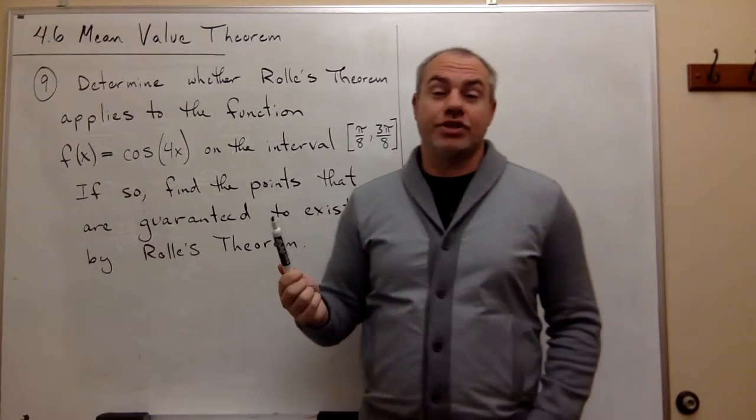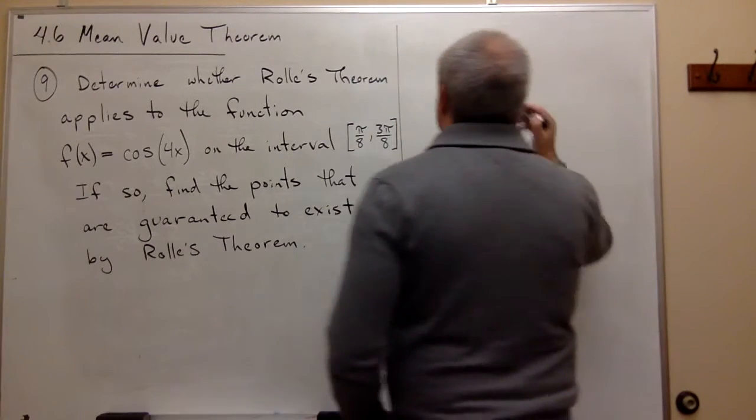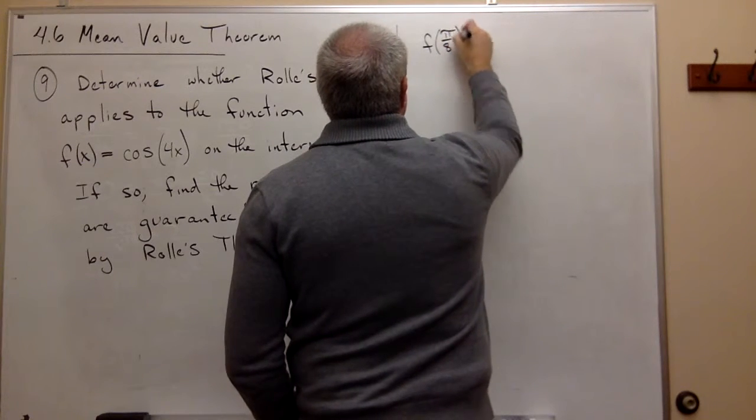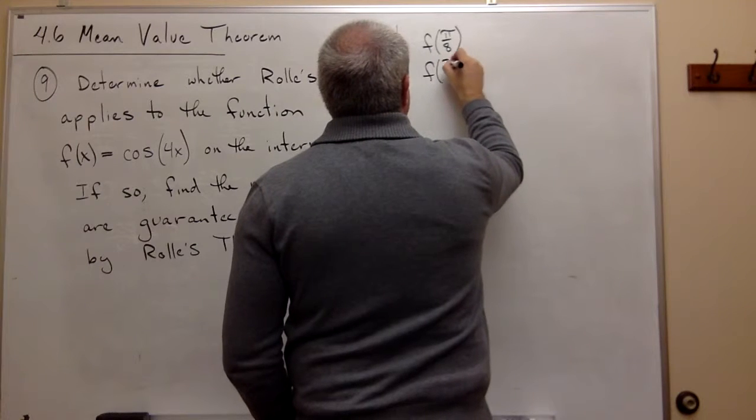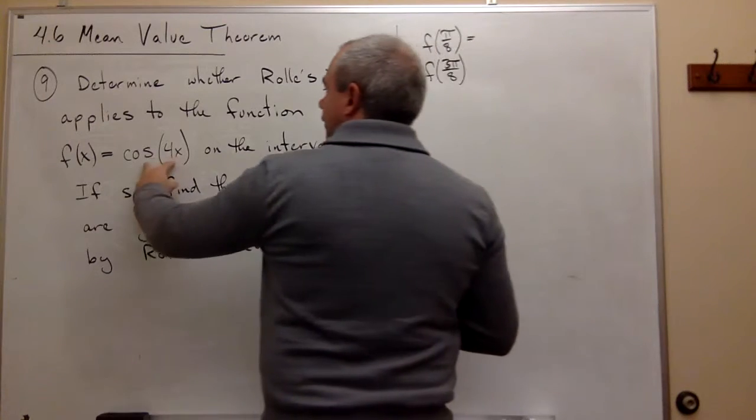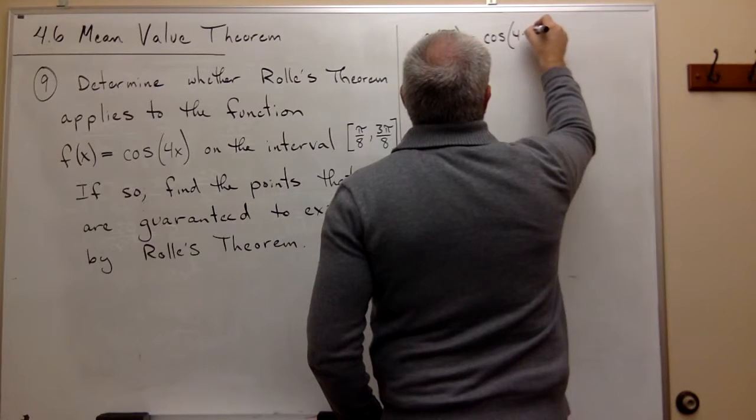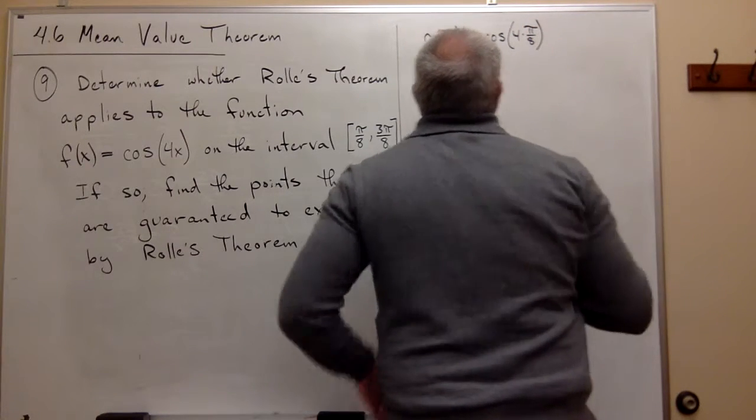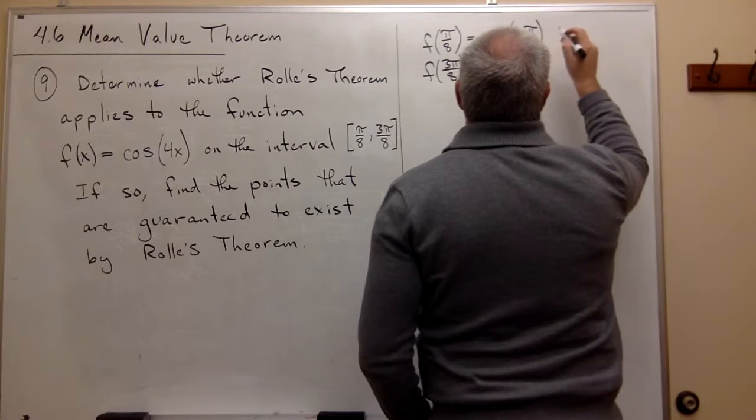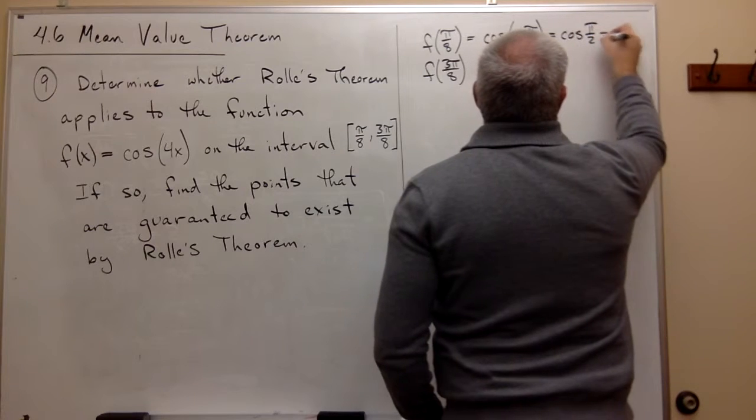So the only thing we really need to check is, what about the endpoints? Are the functional values of the endpoints the same? So I need to test what is f of pi over 8, and what is f of 3 pi over 8. So f of pi over 8, if I plug it in over here, I get cosine of 4 times pi over 8, which is the same thing as cosine of pi over 2. And cosine of pi over 2 is equal to 0.